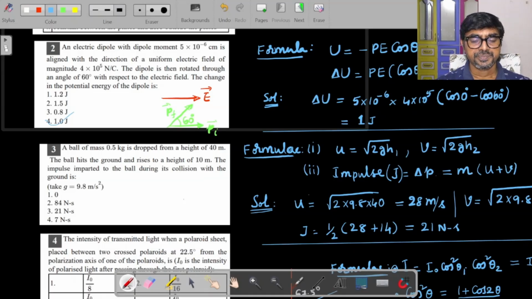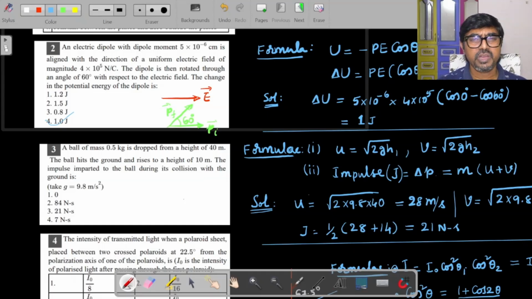Next, third one. A ball of mass 0.5 kg is dropped from a height of 40 meters. The ball hits the ground and rises to a height of 10 meters. The impulse imparted... Okay, this is also a very standard regular question. Kinematics is an aptitude-based topic. Those who prepare for foundations from 9th class, we recommend that they spend a lot of time on kinematics. For biology students, we try to give examples of a cat jumping from the floor, spreading its legs, or somebody falling and how the legs break. Those mechanisms we do just to create interest.